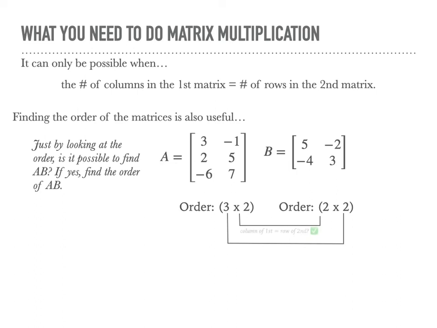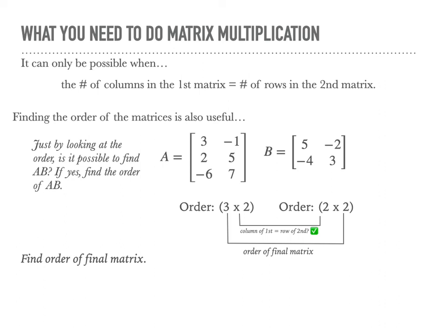Now we can see that the number of columns of the first matrix, matrix A, is equivalent to the number of rows in the second matrix, matrix B, since they're both 2. And the order of the final matrix is the rows of the first matrix by the columns of the second matrix. So now we can see that it is possible to find matrix AB, because the columns of the first matrix are equivalent to the rows of the second matrix.